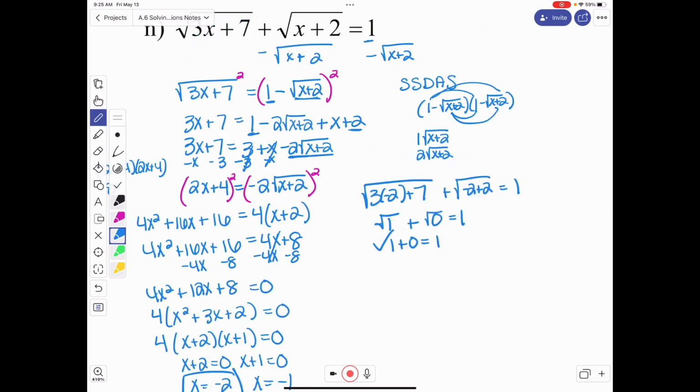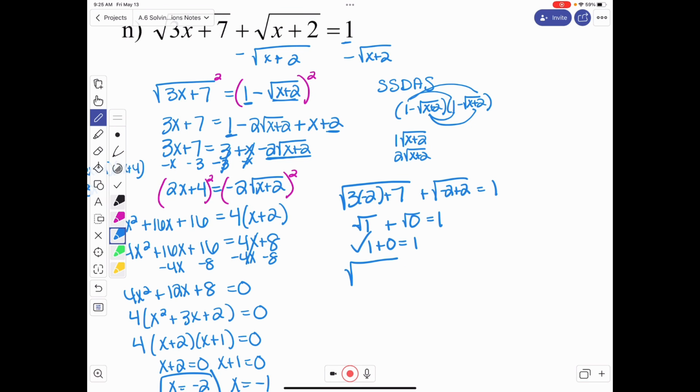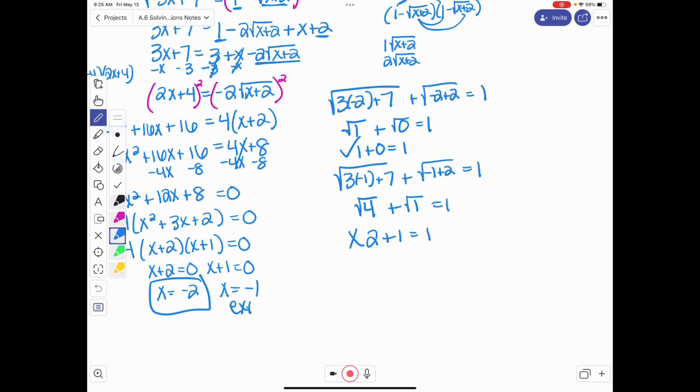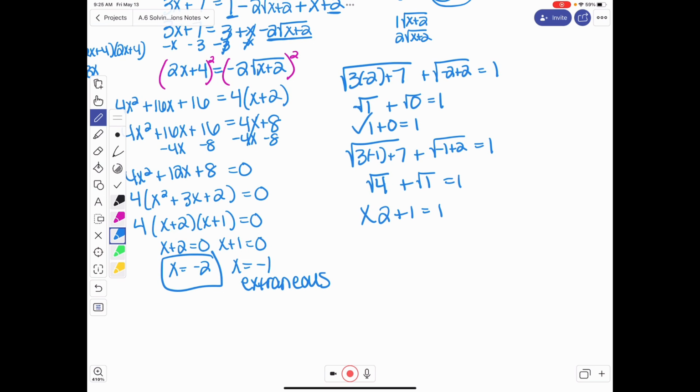Okay, so now I need to plug in negative 1. Square root of 3 times negative 1 plus 7 plus negative 1 plus 2 equals 1. So negative 3 plus 7, that's going to give me square root of 4 plus 1 equals 1. Well, that's going to be 2 plus 1 equals 1. Well, that does not work. This one is extraneous. So I could not enter negative 1 as one of my answers. The only one I would enter is negative 2.